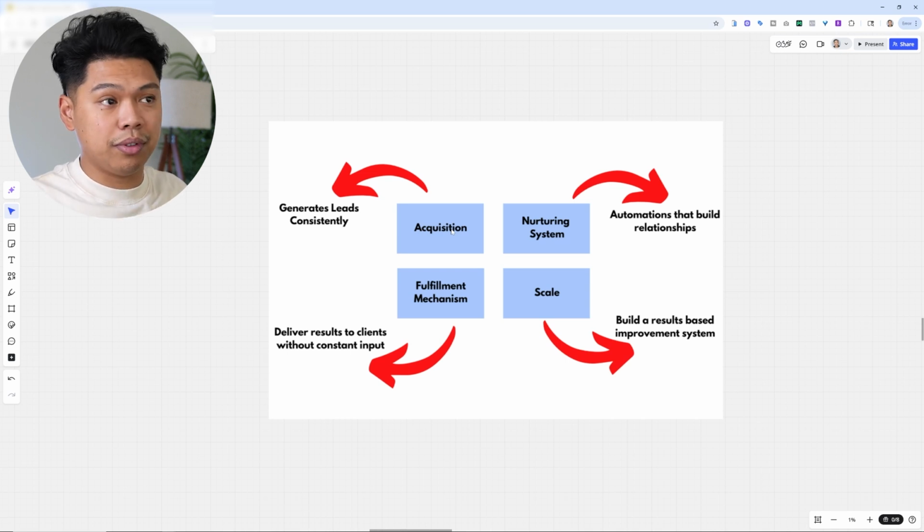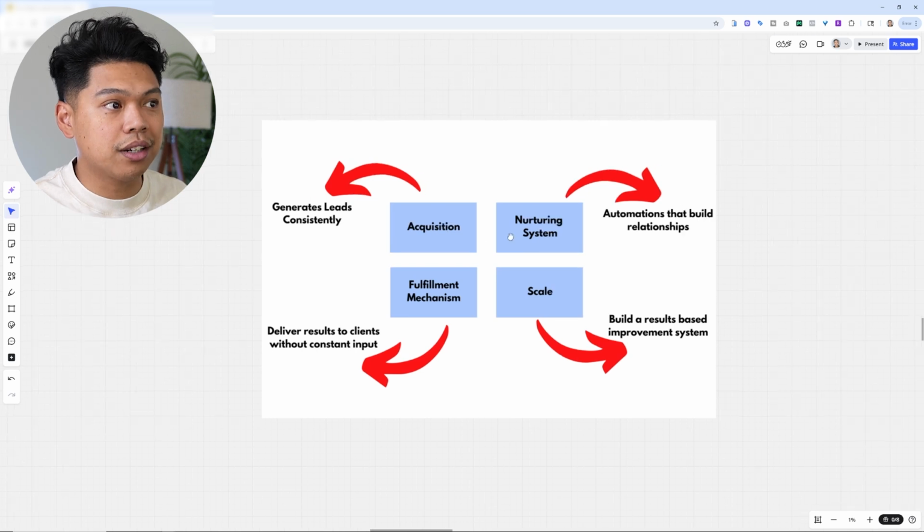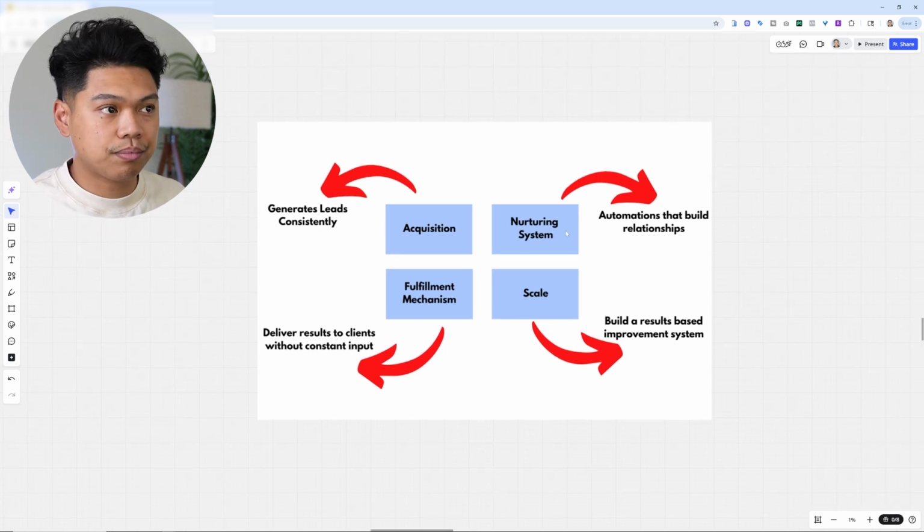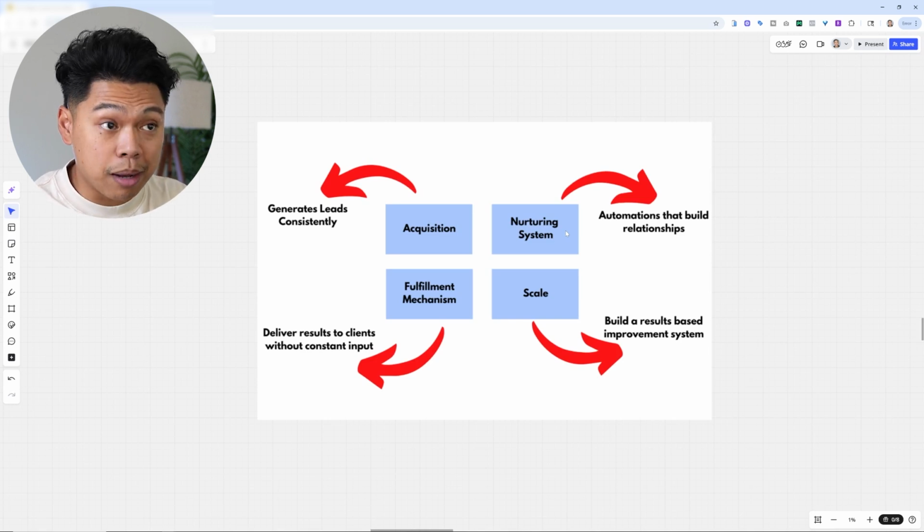Full on teachings, full on playlists on this so you guys can understand. And then do you have a nurture system? Automation that helps build relationships. That's exactly what I was showing you guys above with the software, with the CRM, with Go High Level, with the AI bot.